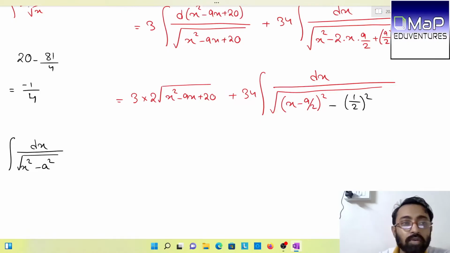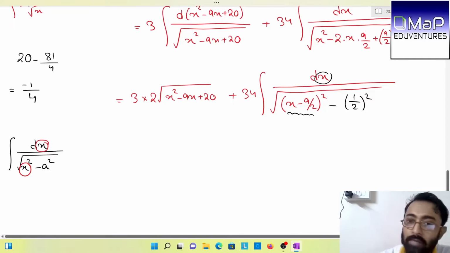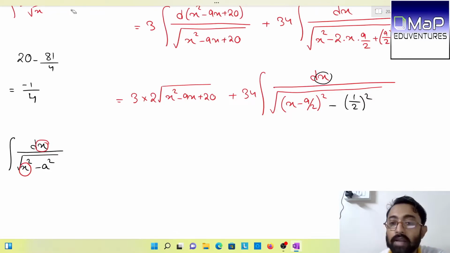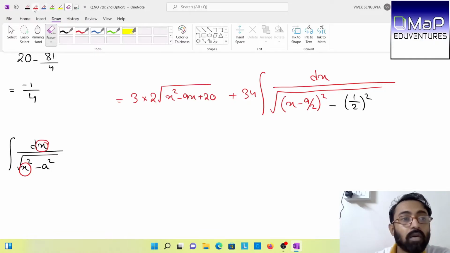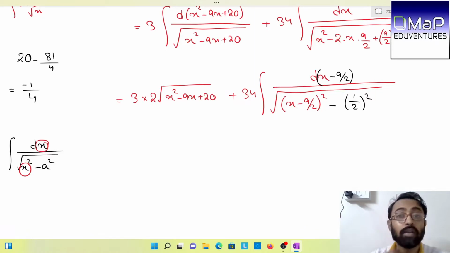But notice one thing, again the same problem: this formula is made for dx and x square, but here we have dx but not x square, we have x minus 9 by 2 whole square. So one method is you take t in place of x minus 9 by 2, or we can simply write here d of x minus 9 by 2. Now if you verify, verifying is important. If you take d/dx of x minus 9 by 2, you will get 1, and so we get the dx, okay?